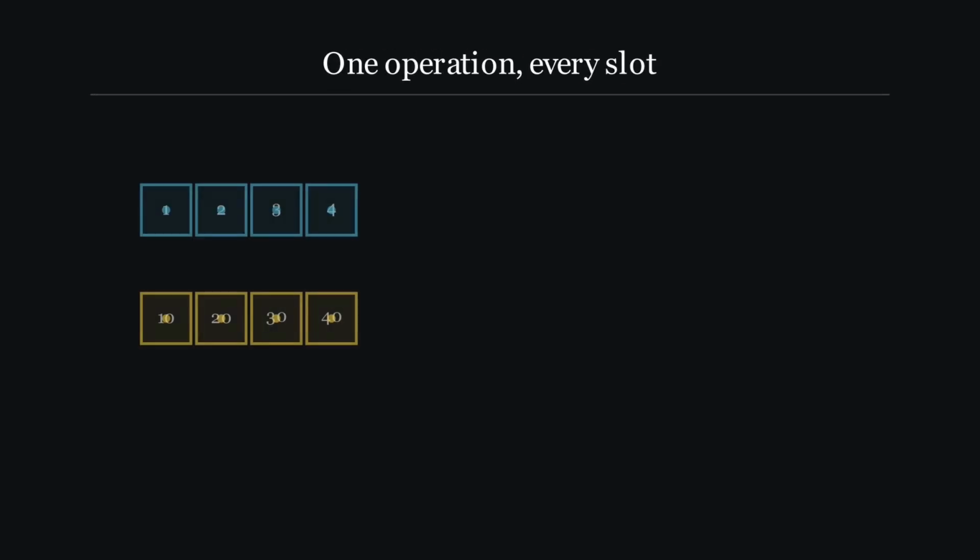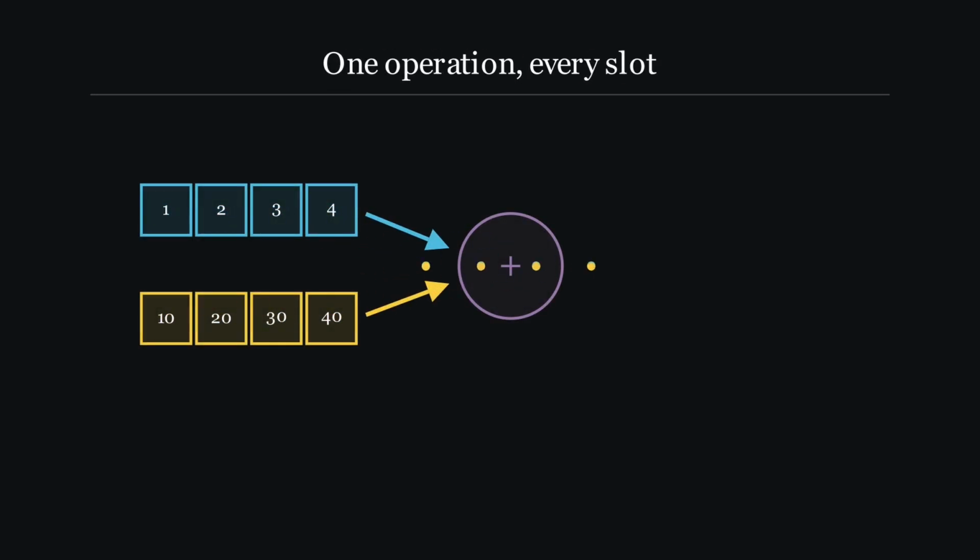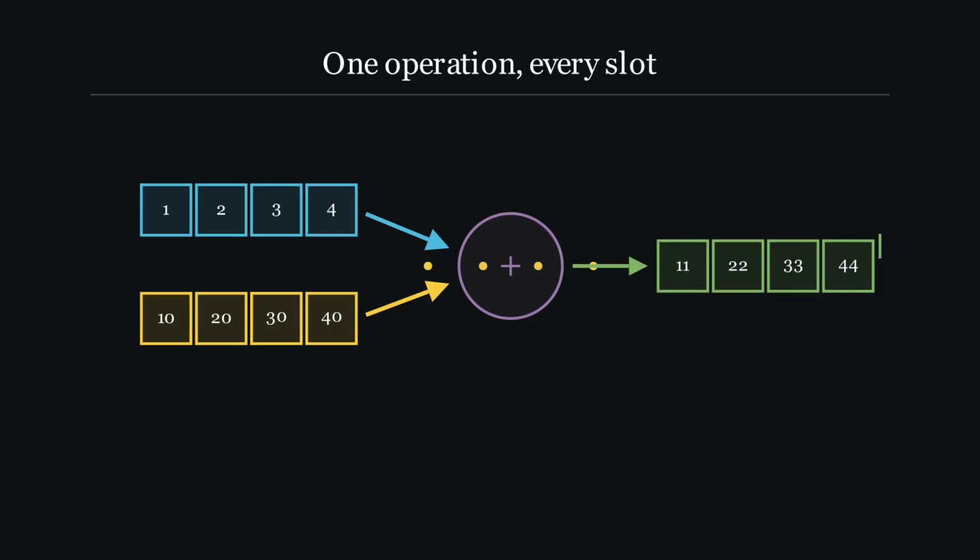Packed arithmetic behaves like single instruction, multiple data. The blue row and the yellow row each contain 4 slot values. Both rows enter one addition gate. The gate is invoked once, yet the 4 output positions appear together as 1 plus 10, 2 plus 20, 3 plus 30, and 4 plus 40.